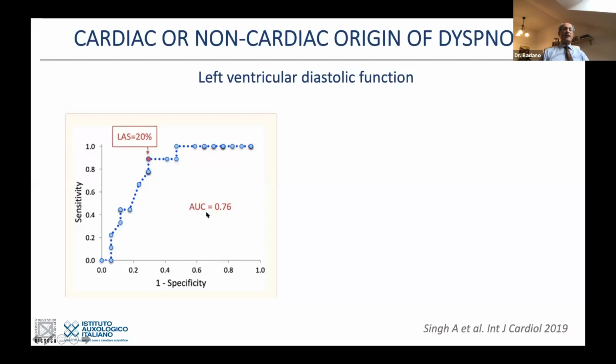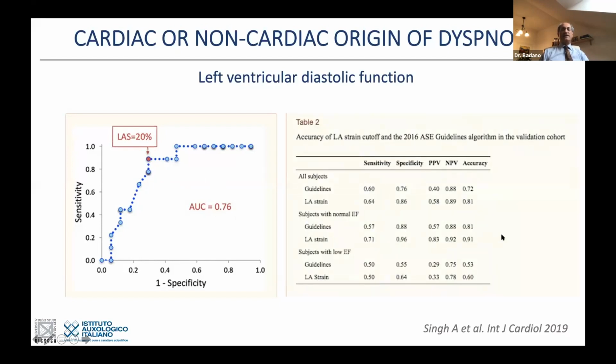You see here the area under the curve that is 0.76 to diagnose left ventricular diastolic dysfunction. And in this paper, it's really interesting because they compare the sensitivity of the single measurement of the left atrial strain compared to the complex algorithm of diastolic function that we have seen before. And you see that in all subjects, you have a better accuracy of the LA strain compared to the complex algorithm. And this is particularly true because the specificity is definitely higher for the left atrial strain.